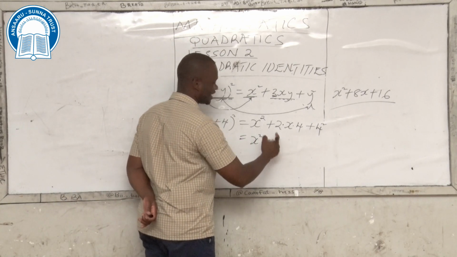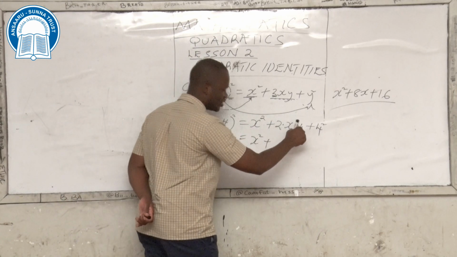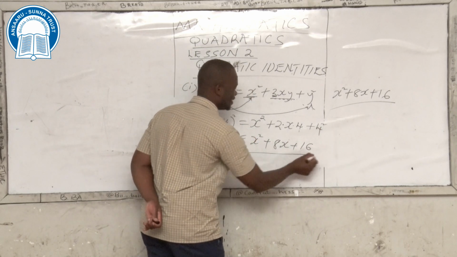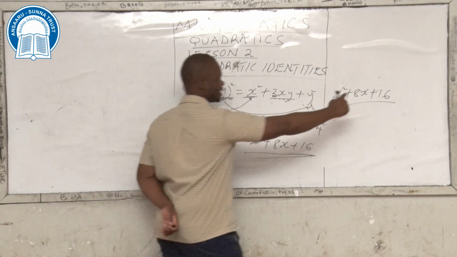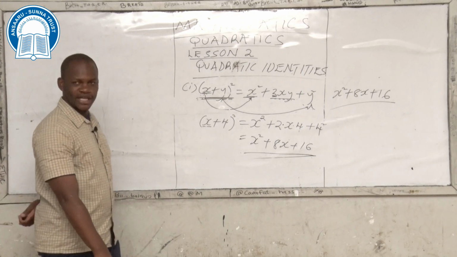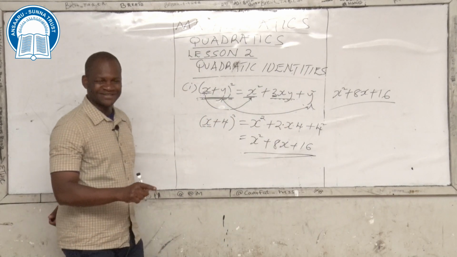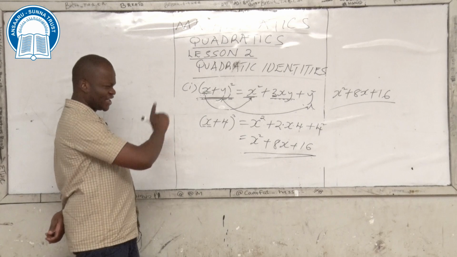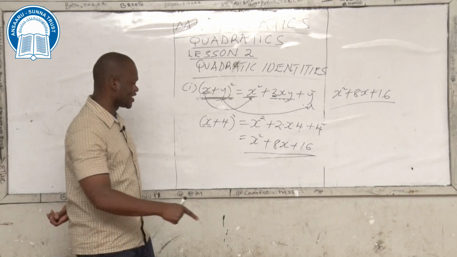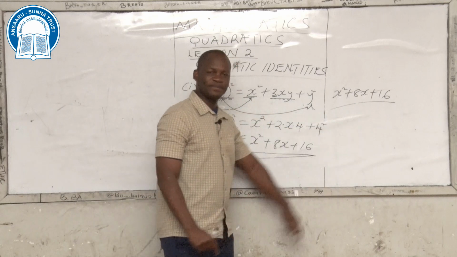x squared plus 2 times x gives you 2x, 2x times 4, you get 8x. Then square the 4 to give you 16. If you are keen, we have the same outcome as we got earlier using the long multiplication approach. So the identity actually makes the work easier. In the other expansion of the same, we went through several steps. Here, only 2 steps give us the same outcome.